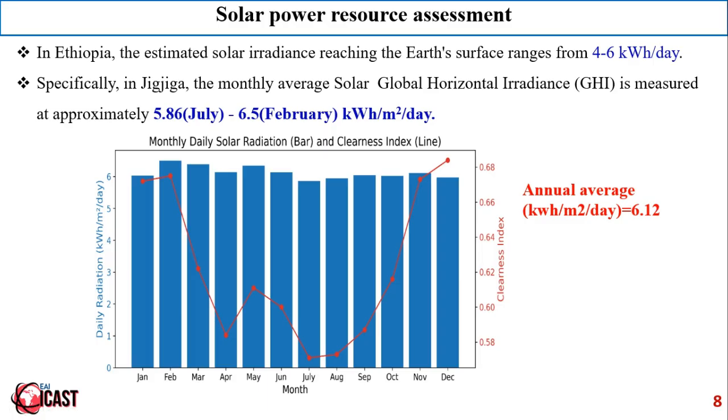When we see the solar potential resource assessment, in general, Ethiopia's estimated solar radiance is 4 up to 6, and when we see specifically Jigjiga, it ranges from 5.86 to 6.5, and the monthly average solar radiance looks like in these diagrams, and the annual average is 6.12.